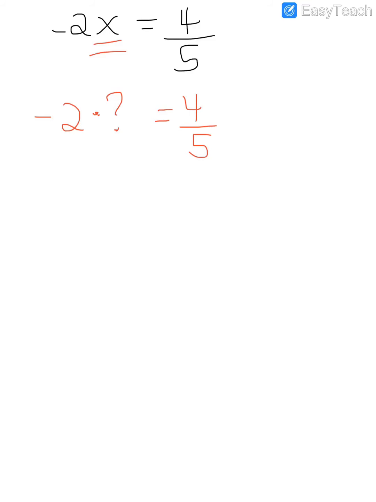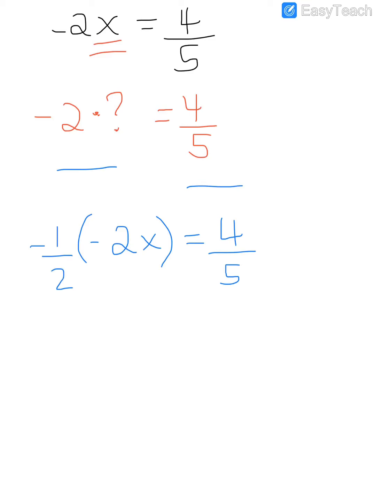That's what we're trying to figure out, is the 1x value. So the multiplicative inverse of negative 2 is the reciprocal. So what we're going to do is multiply both sides of the equation by our reciprocal. So let's copy back the original. We had negative 2x equals 4/5. And then to get down to 1x, we're going to multiply by our reciprocal, which is negative 1/2.